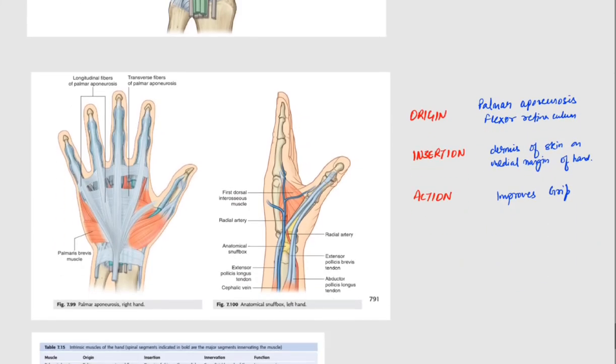Now coming to the last muscle, the small Palmaris Brevis muscle. It may be present and sometimes it may be absent. Its origin is from the palmar aponeurosis and the flexor retinaculum, and its insertion is on the dermis of the skin on the medial margin of the hand. Action is it improves grip. Thank you.